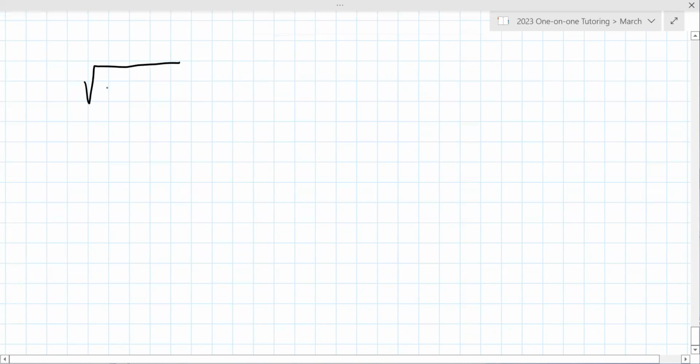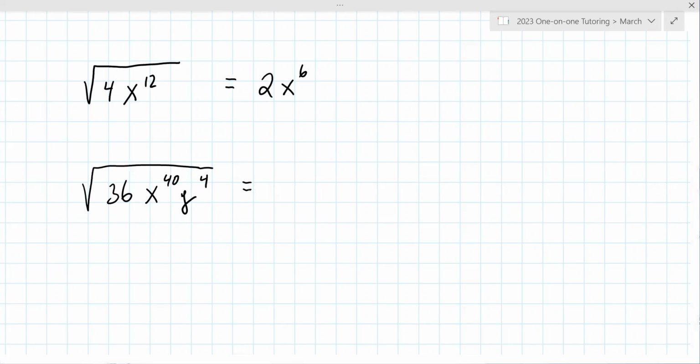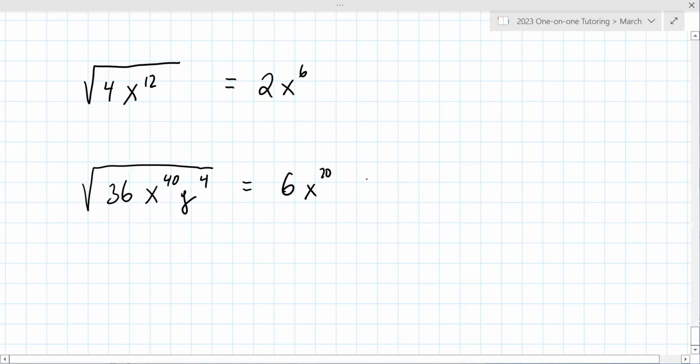What is the square root of 4x to the 12th? Give me your final answer for this. It would be 2x to the 6th power. Good. Square root of 36 x to the 40th y to the power of 4. That would be 6 x to the 20th power, then y to the 2nd power. Good. Very good.